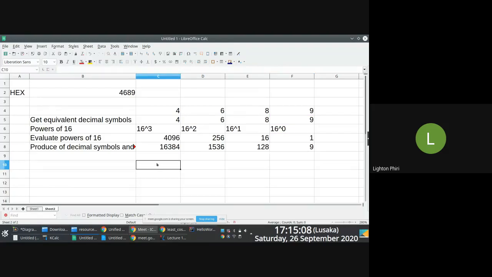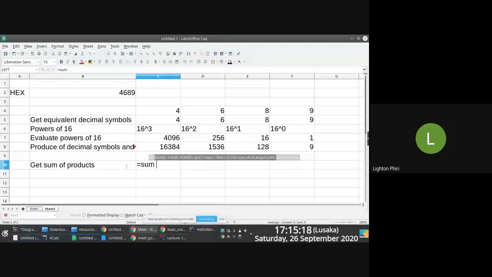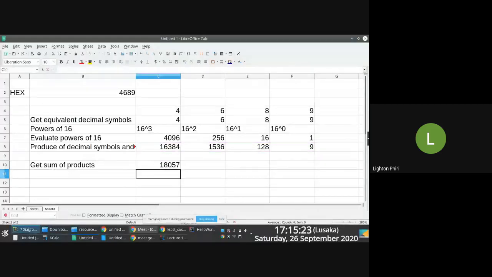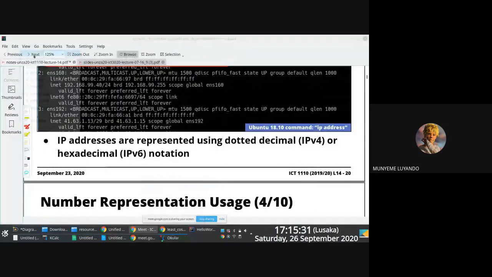What's the final step? Add the products, or get the sum of products. We can use the sum that was introduced in EDU 1020. And then we find this is 18,057. So it's really not that hard, I guess. Is this making sense now? I don't know if I answered your question. Yes, sir, you've just answered my question, sir. Yeah, okay.